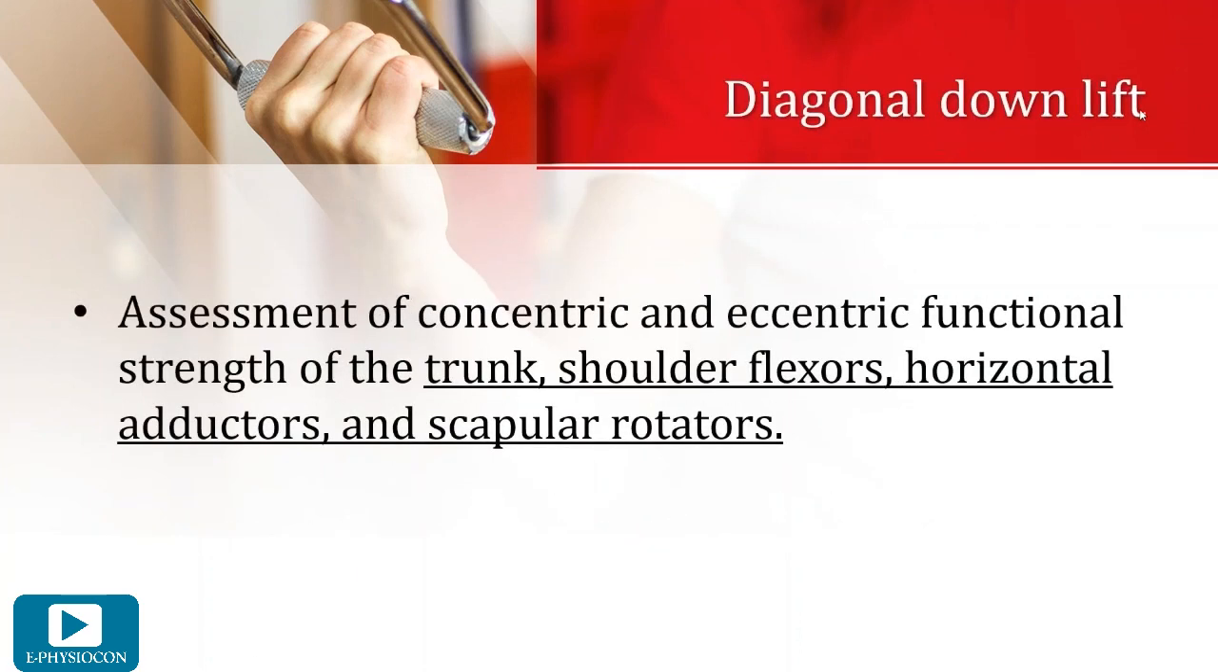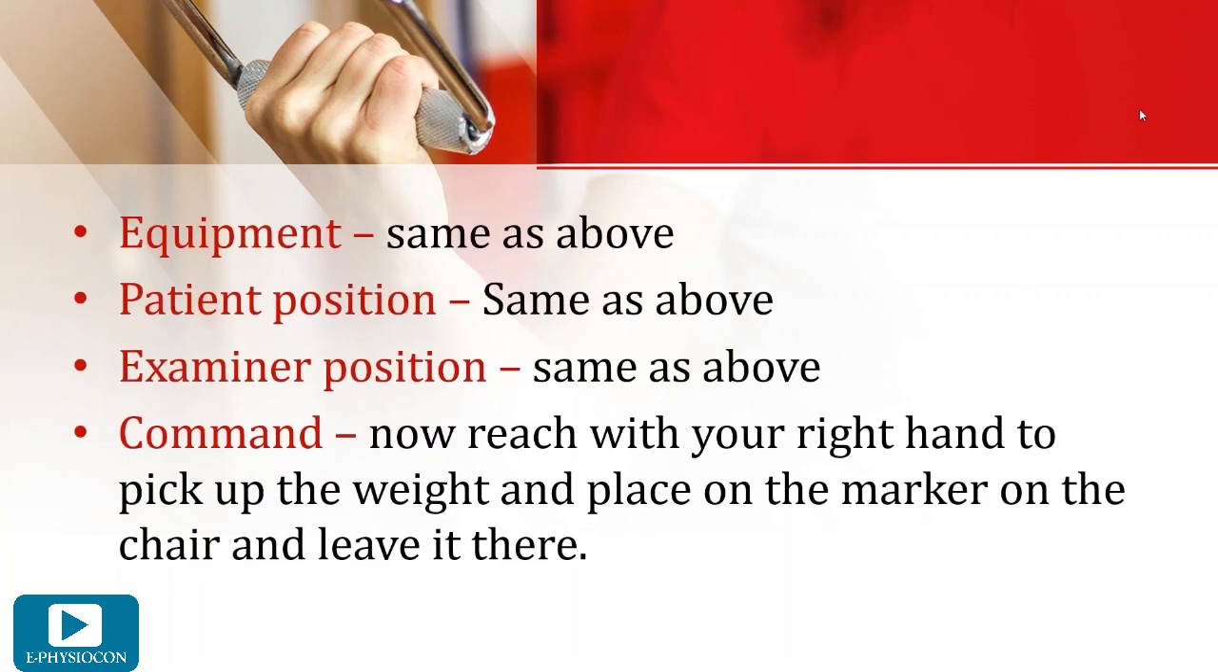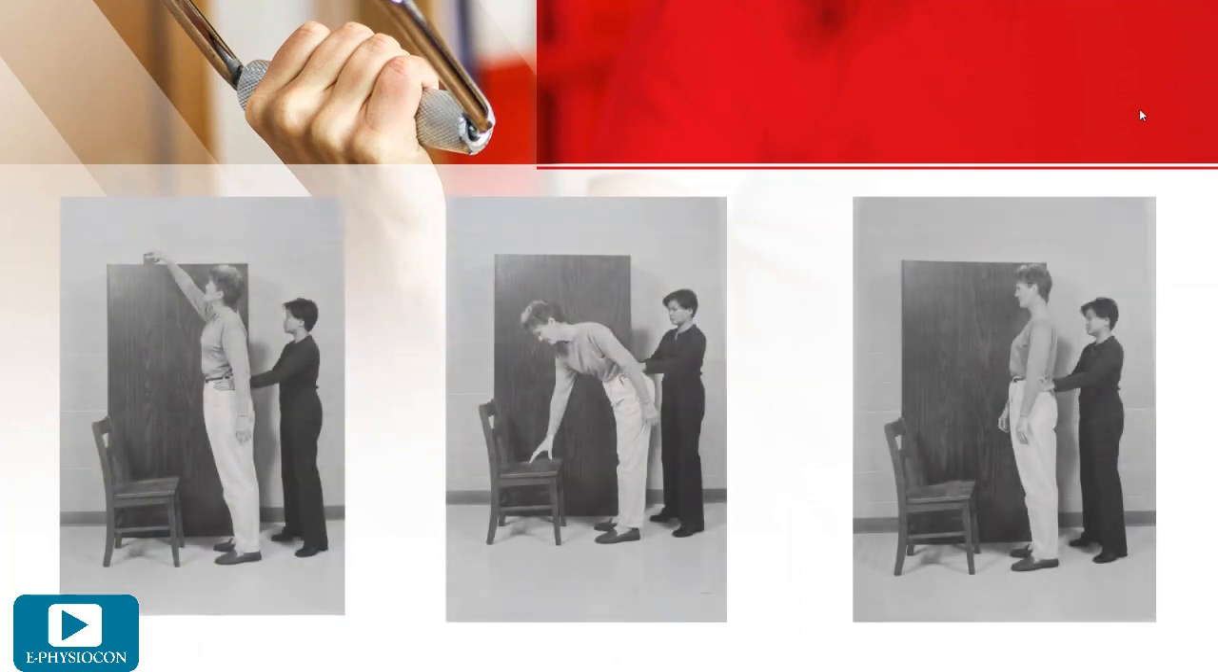The next is diagonal downlift, same as before. The concentric and eccentric functional strength of the trunk, shoulder flexors and horizontal abductors and scapular rotators. In this test, only the direction of the hand is changing. In the first test, the patient is lifting an object from the chair and placing it on the shelf. In this, the patient is lifting an object from the shelf and putting it on the chair.